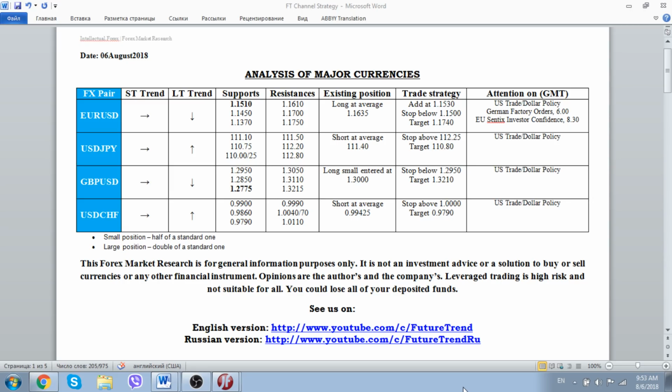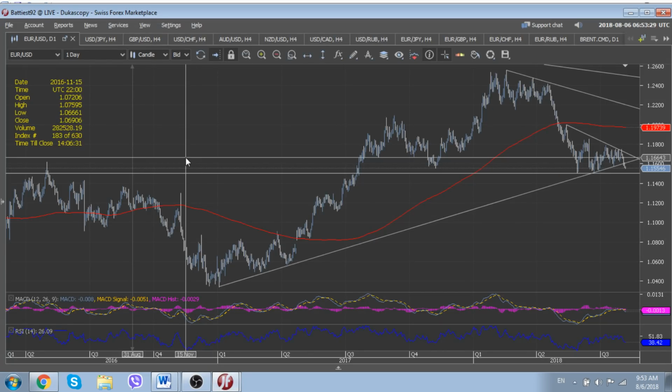And why we decided to analyze longer term trends of the United States currency. First of all, we're still trading inside of summer ranges. A good example of these summer ranges is of course the euro dollar.